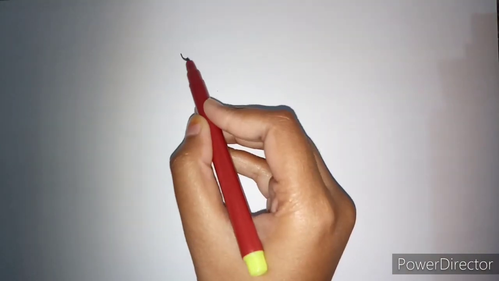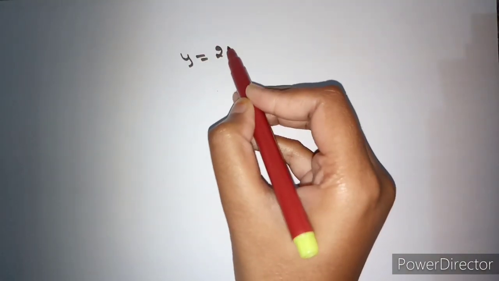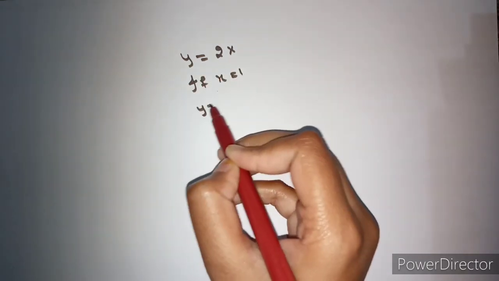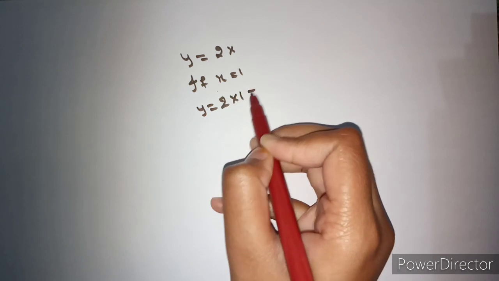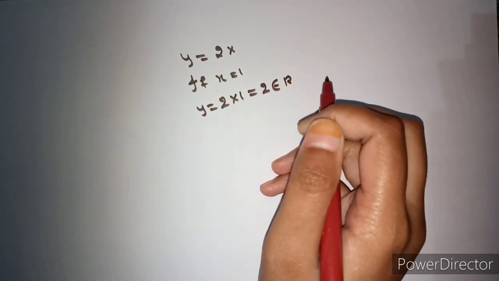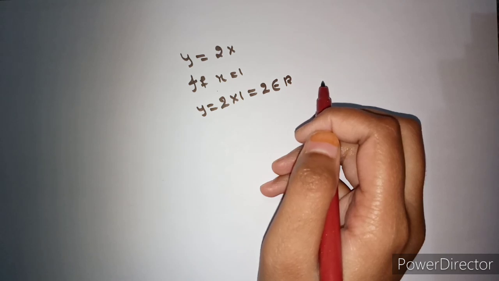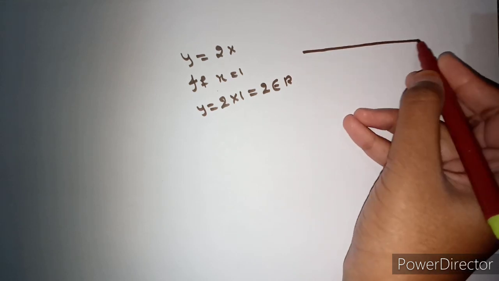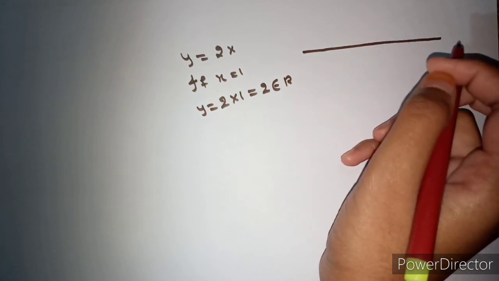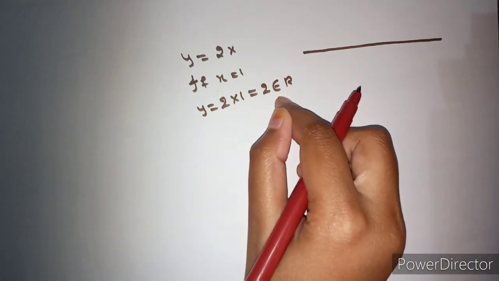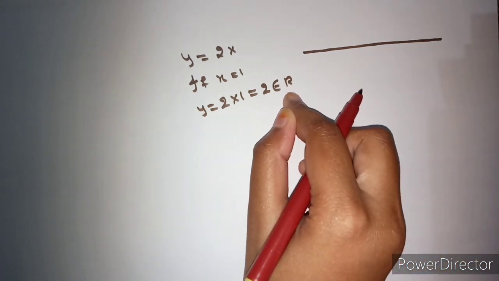For example, y is equal to 2x. If I take x is equal to 1, y is equal to 2 into 1. 2 ones are 2. So we have got here 2 belonging to real numbers. While explaining theorem 2, I have told you that a number which can be plotted on the number line is called real number. So we can plot 2 on the number line. Then 2 belongs to real numbers, right?